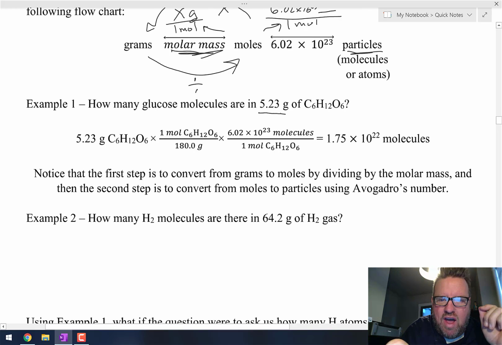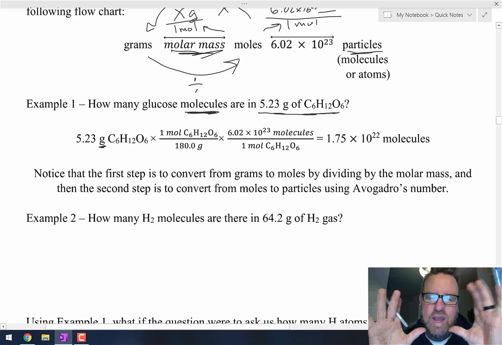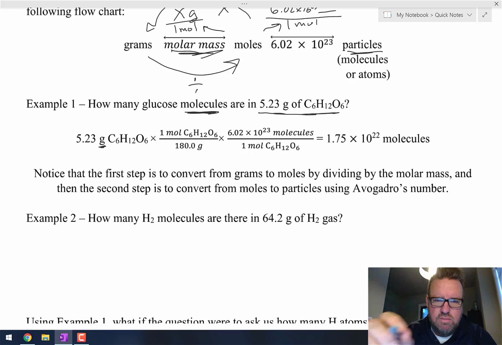Okay, so let's look at an example that's done for us already. If we have 5.23 grams of glucose, and they want to know how many molecules there are of glucose. Notice my first step here. Anytime you have the grams of a substance, the first thing you're always going to do is convert to moles. And how do I do that? I use the molar mass.